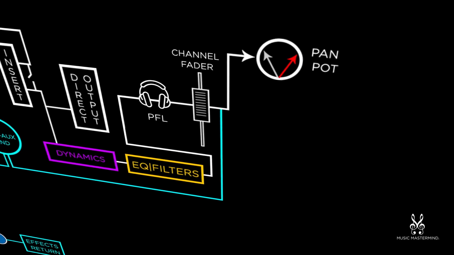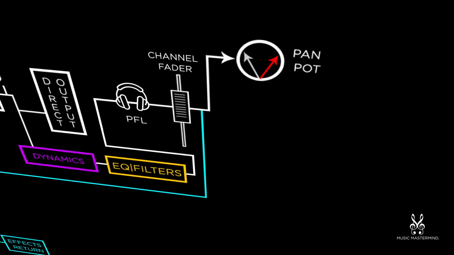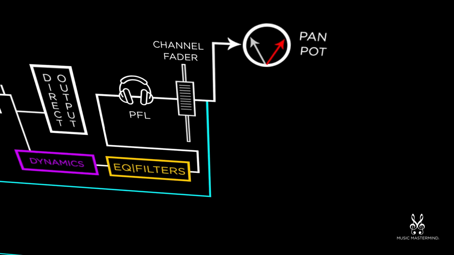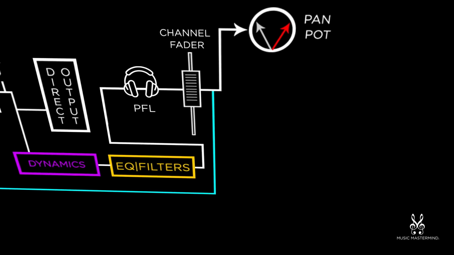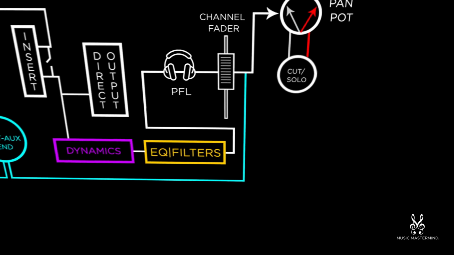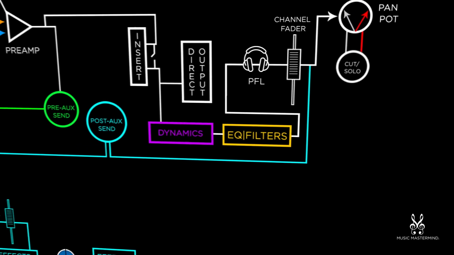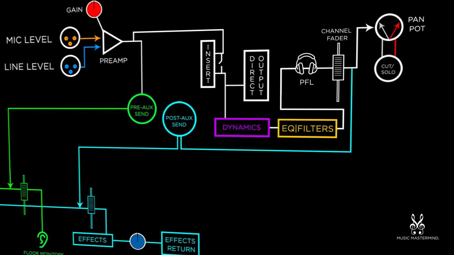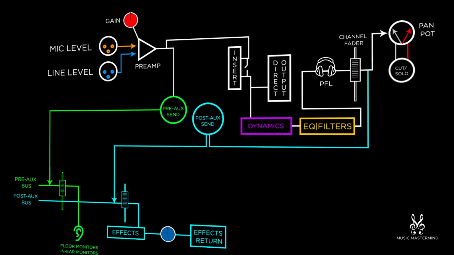The signal then goes through the pan section, which normally is stereo and defines where the signal is placed in the stereo spectrum. In the Duality, the panning section includes a 5.1 option for surround mixing. At this point, there's also a cut option to completely mute the signal and a solo option to listen to one channel or several selected channels at a time.